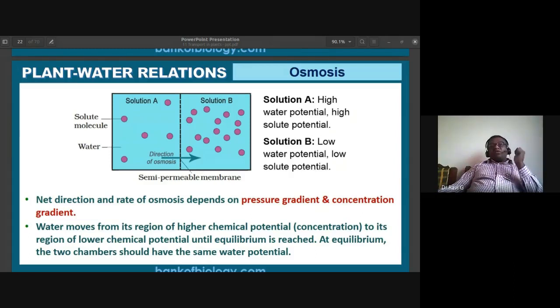So based on the strength of the solution, what are the different types of solutions that you can prepare? What are the different types of solutions?